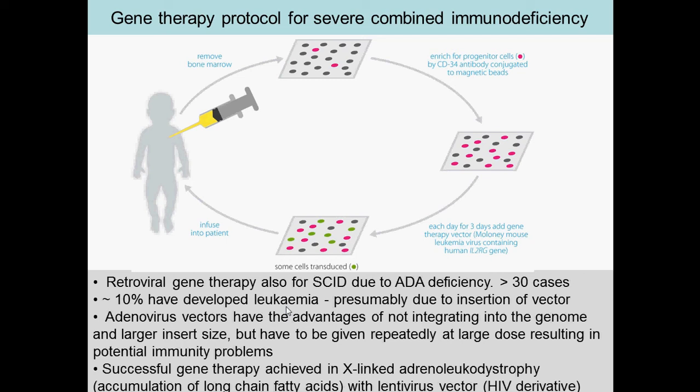Homologous recombination occurred in the wrong sites and caused cancer. And there was a successful gene therapy for X-linked adrenoleukodystrophy. And they used the lentivirus vector, which is an HIV derivative.